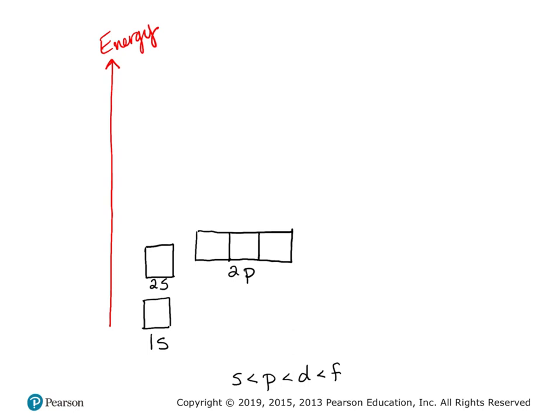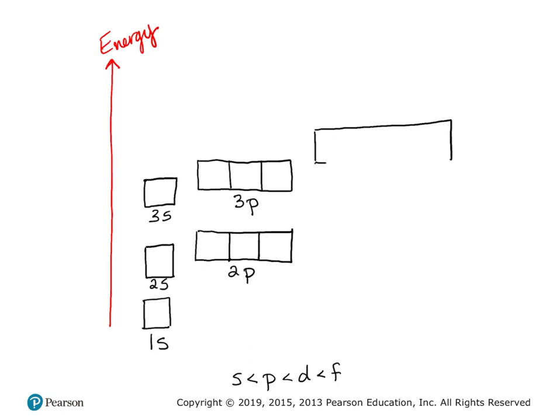All right, then comes energy level 3. And in energy level 3, there's also an s orbital, so we'll call that 3s. There's also p orbitals, and those will be slightly higher in energy. We'll call that 3p. And then there's also 3d orbitals. And there are 5 of those. Let's see, 1, 2, 3, 4, 5.